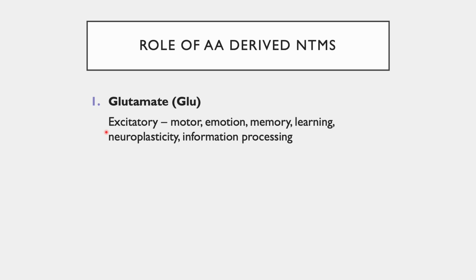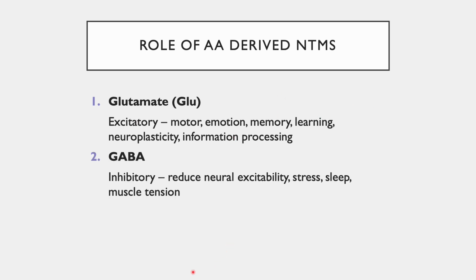Also, glutamate plays a really important role in information processing. We know that the main glutamate receptor in the brain is the NMDA receptor. It's both ligand and voltage gated, so we'll talk about how that works. And essentially, glutamate is absolutely necessary for learning and memory.